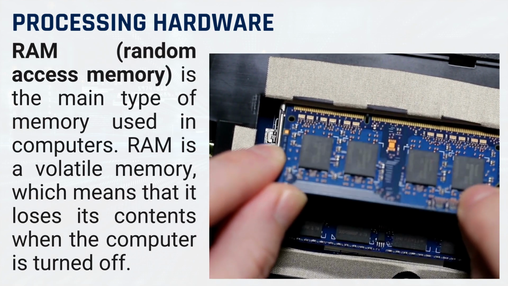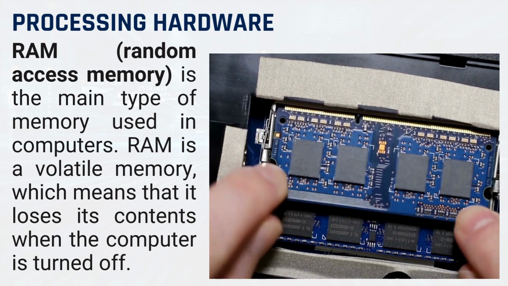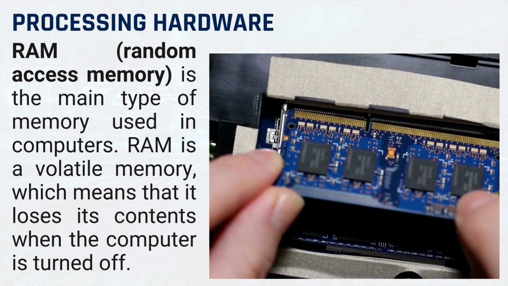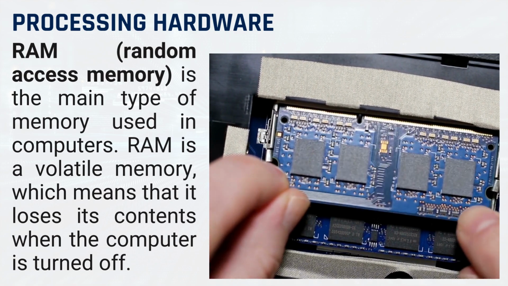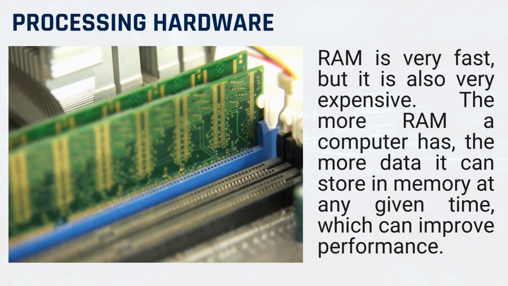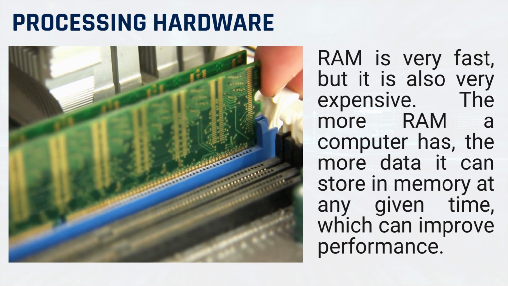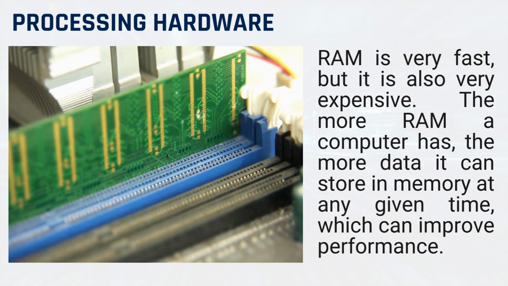RAM, random access memory, is the main type of memory used in computers. RAM is a volatile memory, which means that it loses its contents when the computer is turned off. RAM is very fast, but it is also very expensive. The more RAM a computer has, the more data it can store in memory at any given time, which can improve performance.